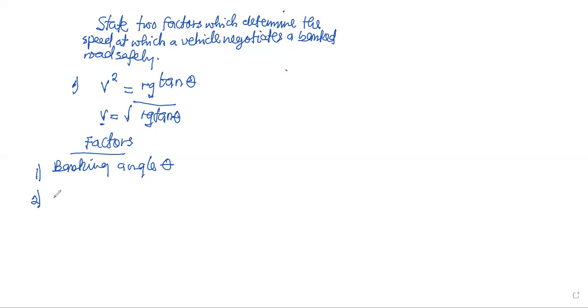Let's not waste time. The radius of the road. Don't forget, we had that v is directly proportional to the square root of the radius. The larger the radius, the larger will be the speed or the velocity. Then v is also directly proportional to the square root of tangent of the banking angle theta. So it means that the larger the angle of banking, the larger will be the speed.